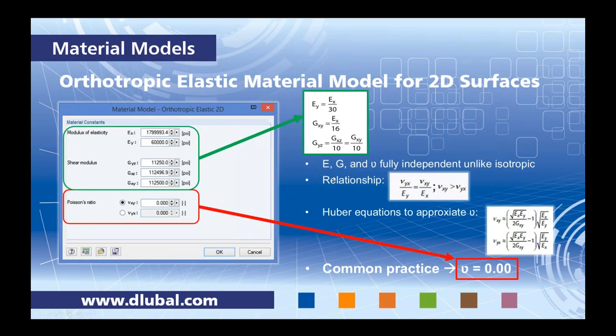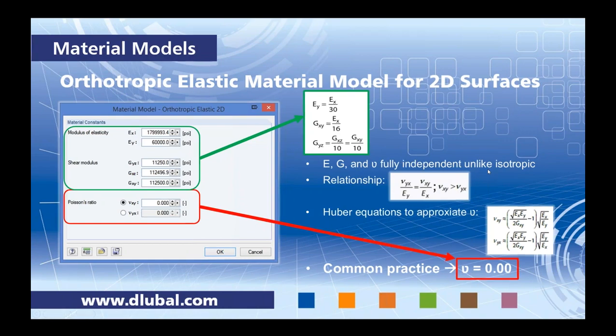For orthotropic elastic materials for 2D surfaces, it's slightly different. For the modulus of elasticity and shear modulus, they are related basically with these equations listed here. Nothing too complex. Now, E, G, and Poisson's ratio are fully independent, unlike isotropic.